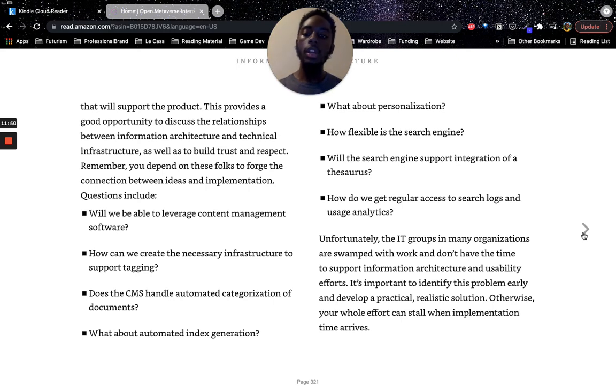Questions include: will we be able to leverage content management software? How can we create the necessary infrastructure to support tagging? Does a CMS handle automated categorization of documents? What about automated index generation? What about personalization? How flexible is the search engine? Will the search engine support integration of a thesaurus? How do we get regular access to search logs and usage analytics?